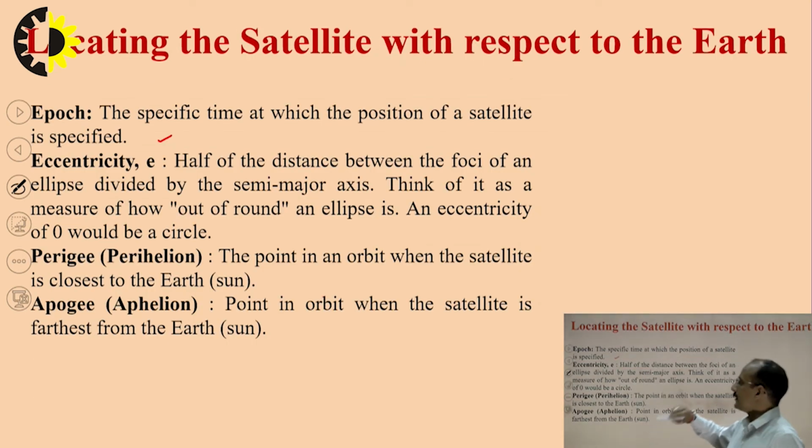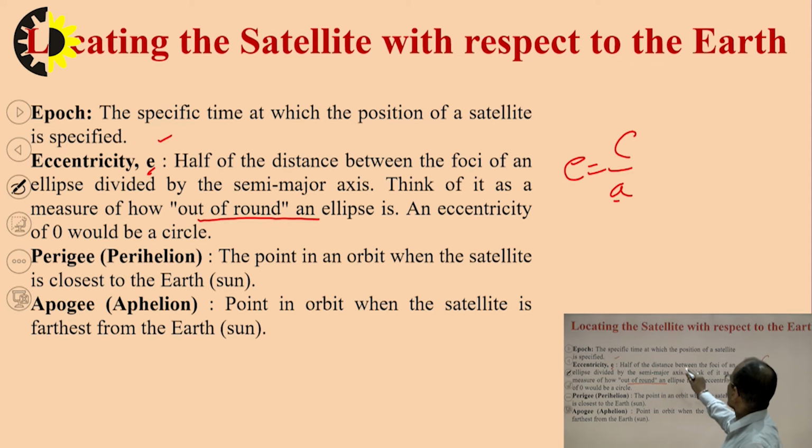Similarly, eccentricity E, that I already told you, is half of the distance between the foci of an ellipse divided by the semi-major axis. Think of it as a measure of how out of round an ellipse is, and eccentricity of 0 would be a circle. Means if you want to define how much roundness there is in the shape of the ellipse, that is going to be decided by E, and it is given by C by A, where A is the semi-major axis and C is half the distance between the foci of an ellipse. Now perigee or perihelion, there are three words: perigee, perihelion and periapsis.